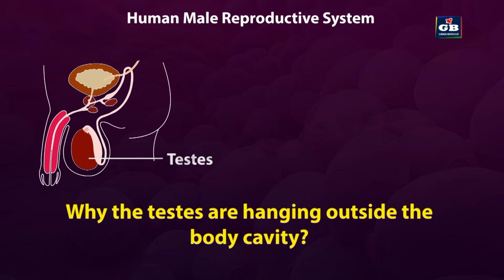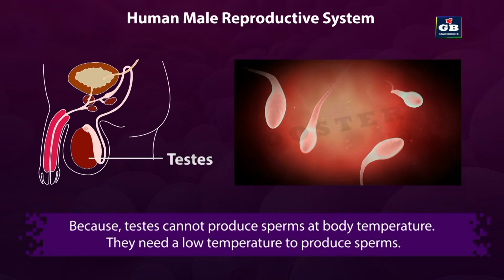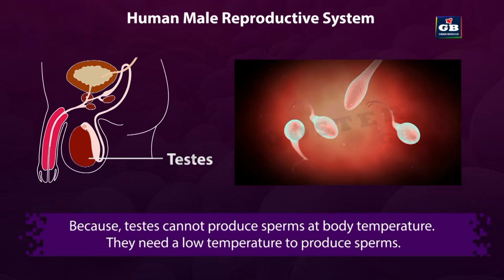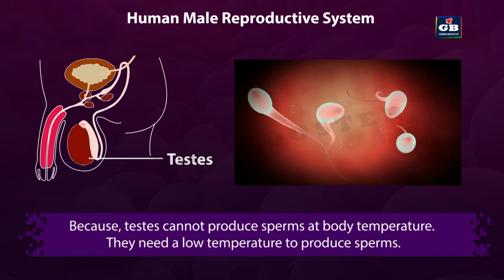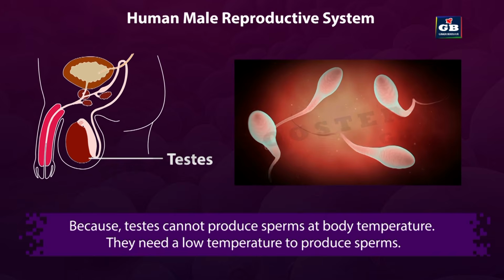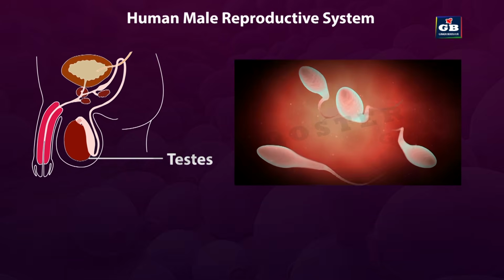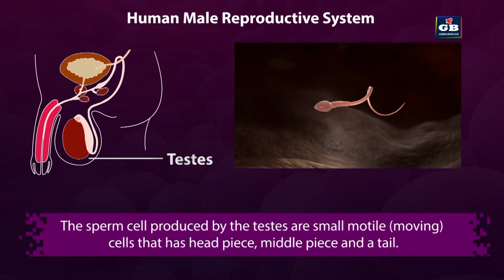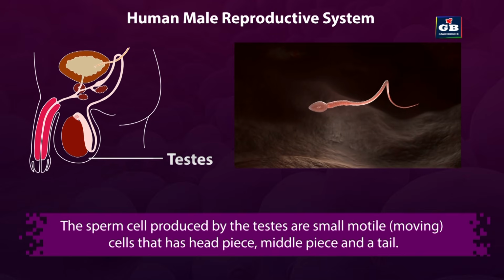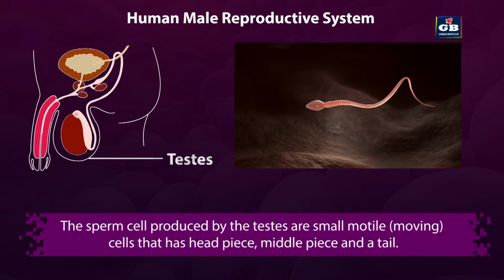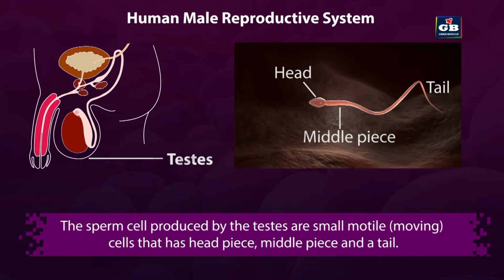Why are the testes hanging outside the body cavity? Because testes cannot produce sperms at body temperature. They need a low temperature to produce sperms. That is why they are present outside the body cavity. The sperm cells produced by the testes are small and motile, meaning moving cells. Each sperm cell has a head piece, a middle piece and a tail.